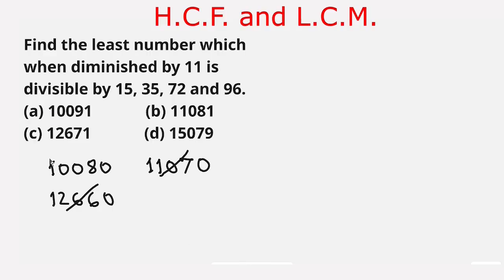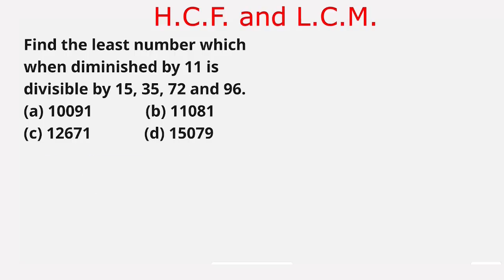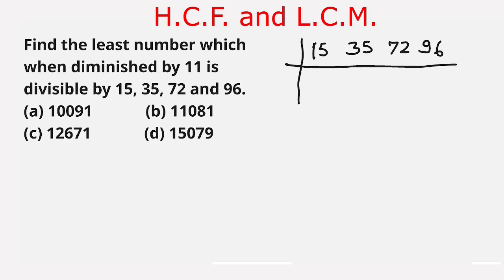Now I erase these numbers and we will solve it by the regular method. We write all the numbers 15, 35, 72, 96. On observing, 72 and 96 both are divisible by 24, so we directly divide by 24. We write 15 as it is. We write 35 as it is. 24 divides 72 for 3 times and 96 for 4 times. Now 15 and 3 are divisible by 3.